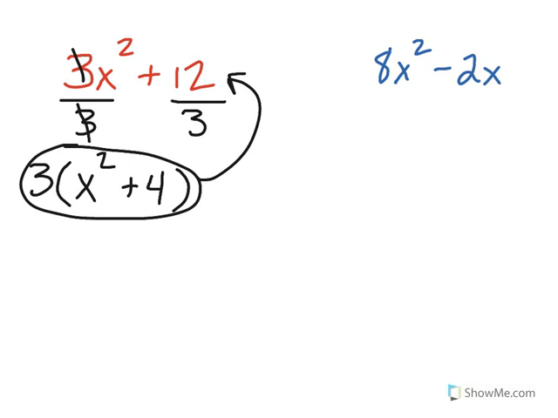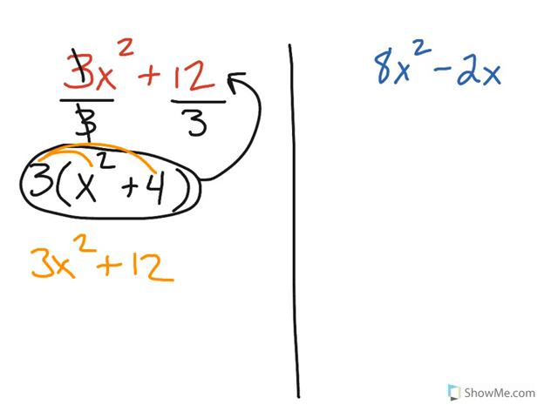Now notice, if I wanted to, I could take this 3 and distribute it right back in, and guess what? I get right back where I started. So that's kind of a test to see if you are factoring things correctly. You can always go in reverse and see if you get right back to where you started. Now let's take a look at this next one over here.